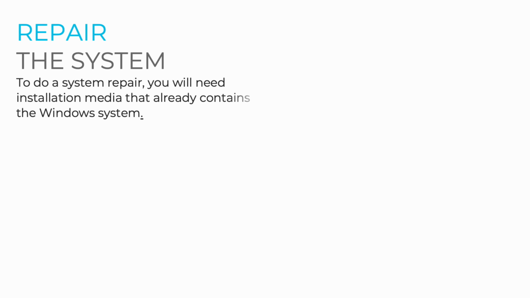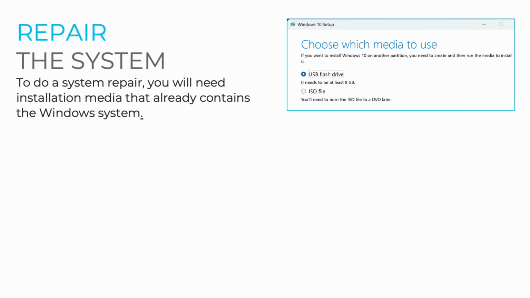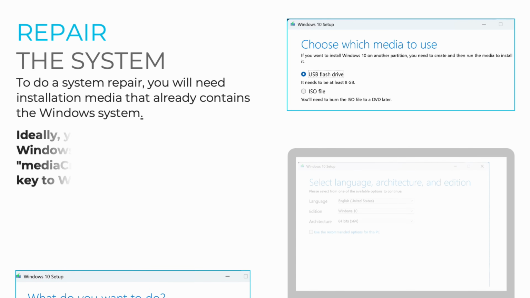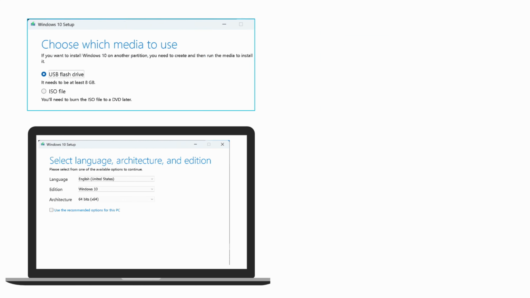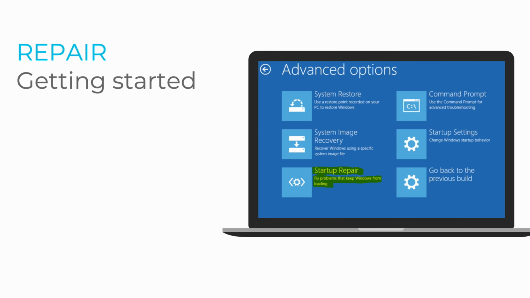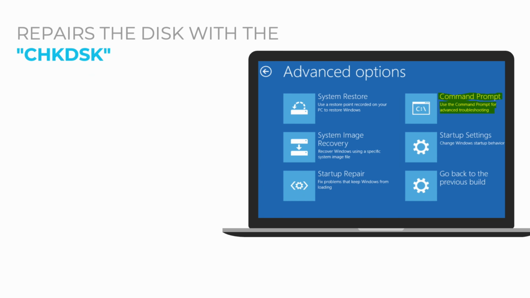Repair the system. If after that your system still won't boot, then we could try to fix it. To do a system repair, you will need an installation media that already contains the Windows system. Ideally, you should download the small Windows utility called Media Creation Tool, to dedicate a USB key to starting Windows. Once you have created your Windows installation media, you will need to boot the computer on this new boot media. You will then be able to repair the startup by clicking on Repair Your Computer and by selecting Troubleshoot.